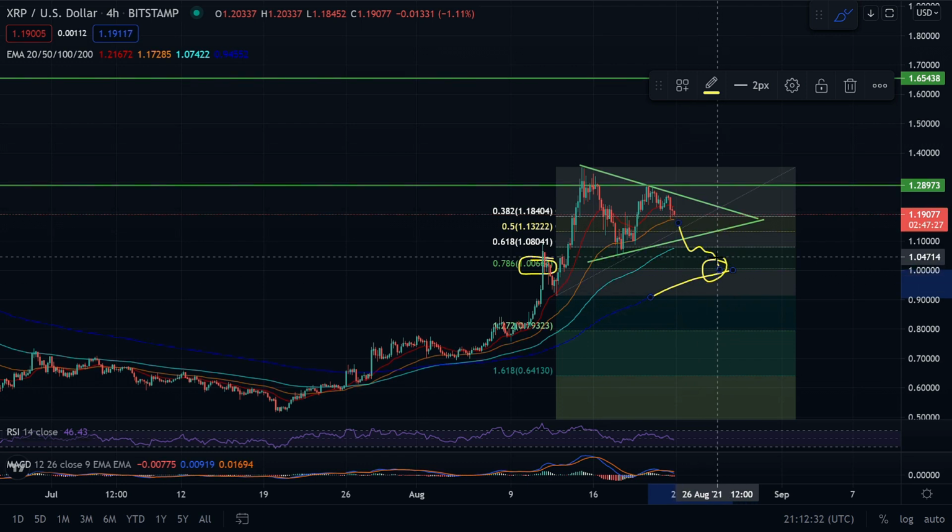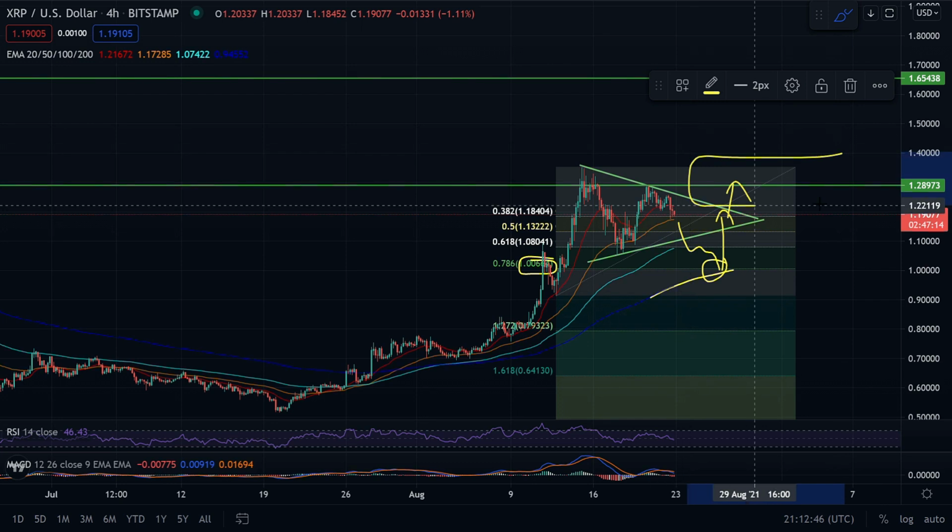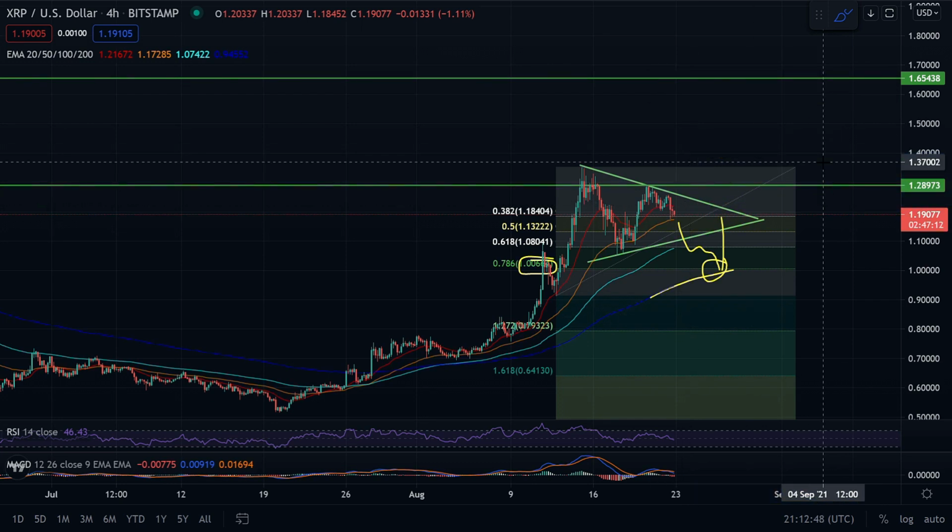Now, of course, if we do lose all of these levels, there are further downside projections, but those are the three most important levels to the downside that we need to look to see if we can hold support and then use that support to re-enter into the apex to try to find a breakout to the upside and, of course, clear $1.28.